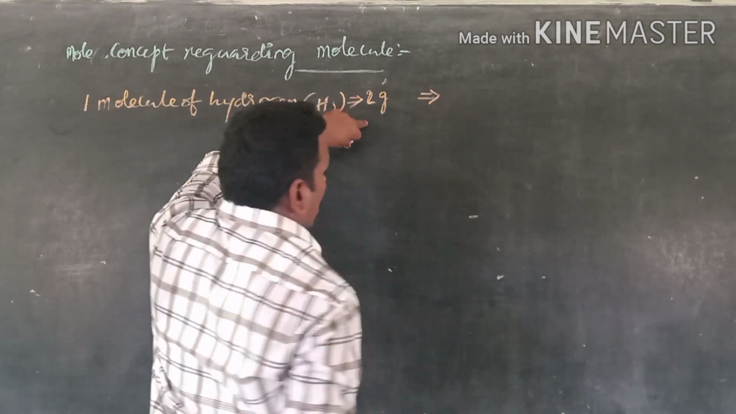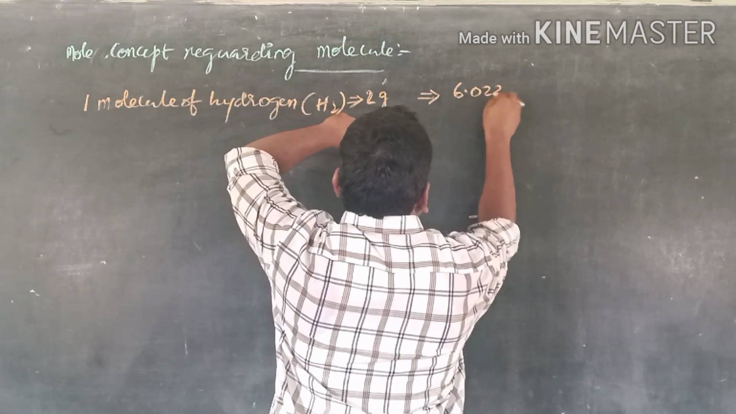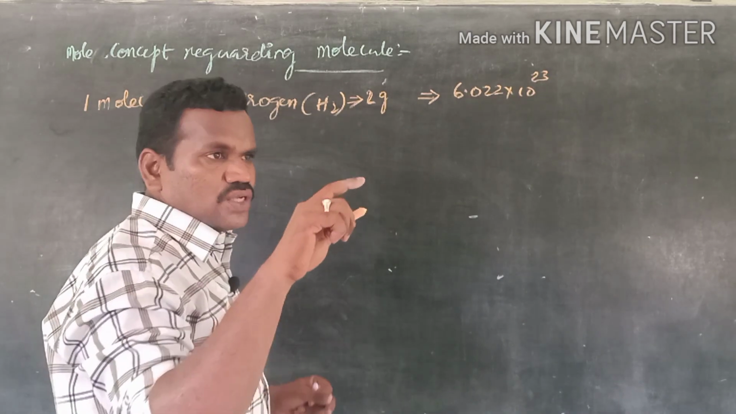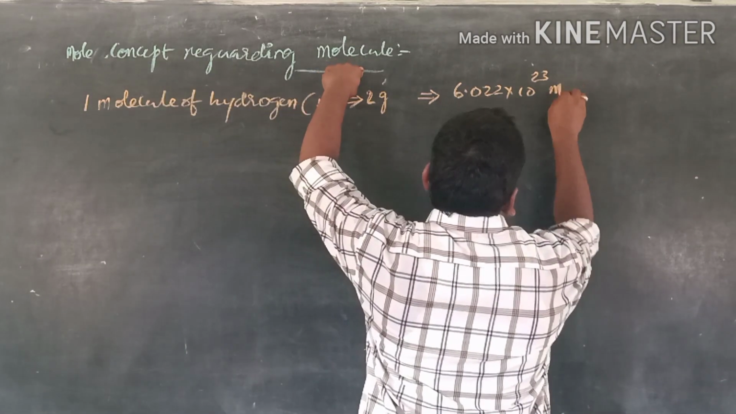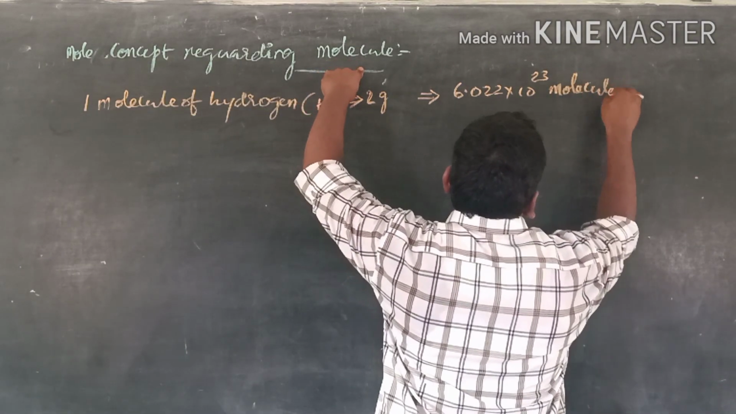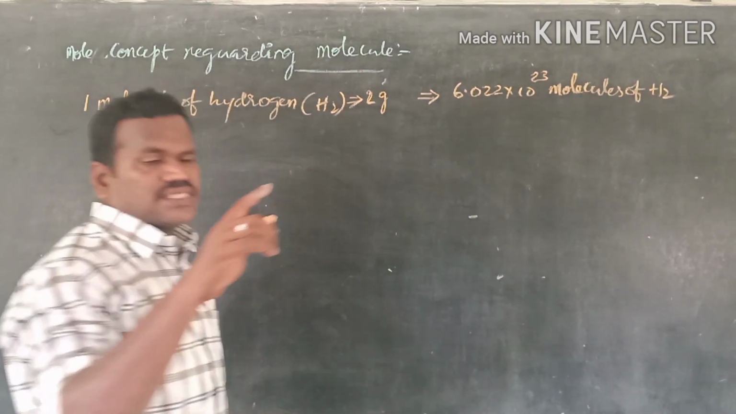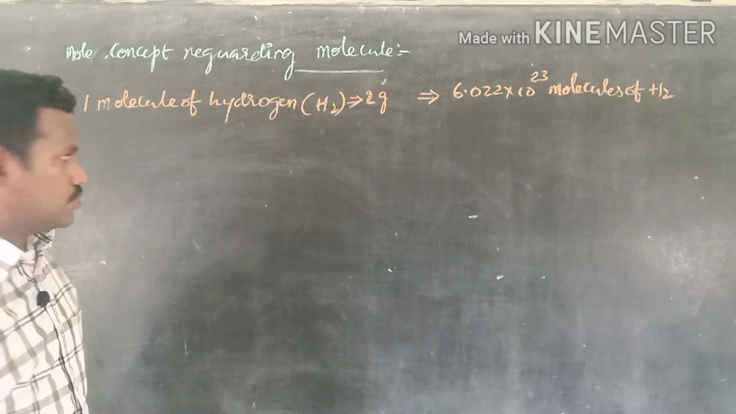Then, how many particles are present? Avogadro number only, 6.022 into 10 power 23. In the before case we wrote atoms. Now in this case we should write molecules. That's it. Nothing else is there. Molecules of H2. Before it is atom H. Now it is molecule H2.